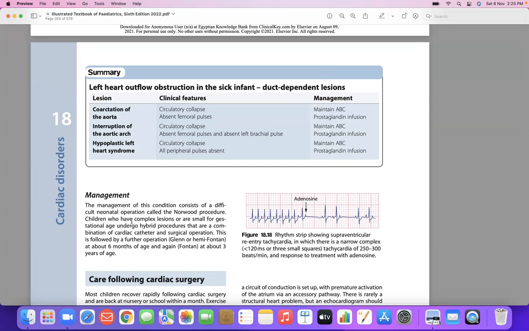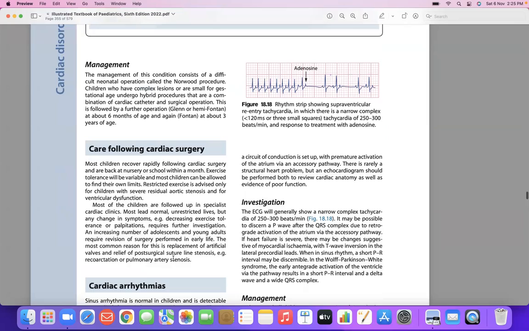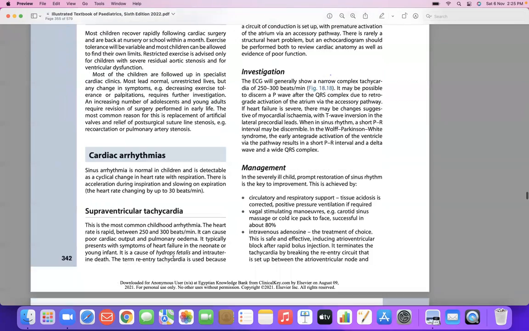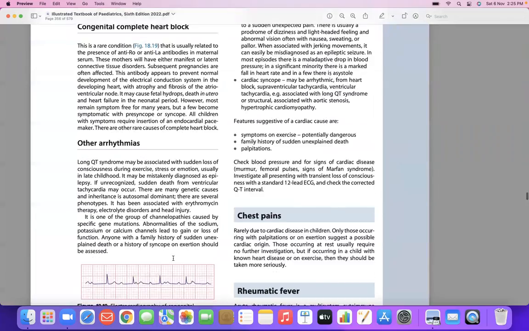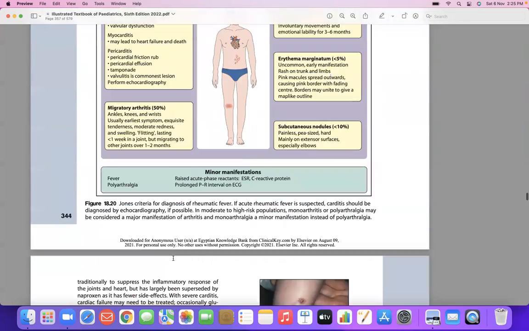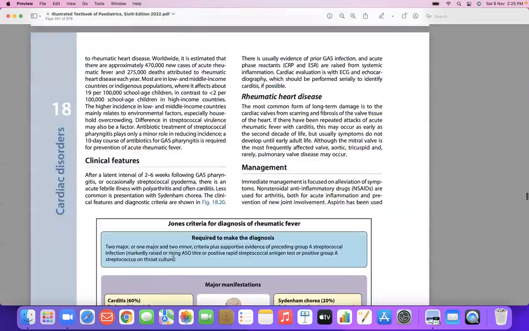So what he is telling is, in those who have complex lesions and are small for gestational age, hybrid procedures will be done. There will be cardiac catheterization and surgical operation, all these things, maybe palliative. Then they will go for Glenn and hemi-Fontan at 6 months and 3 years of age. So I think cardiac arrhythmias is left, which can be read by yourselves.